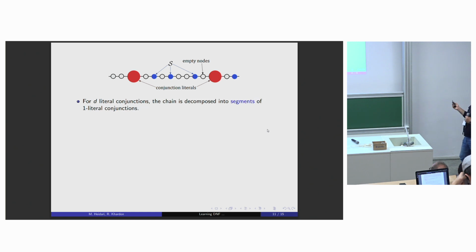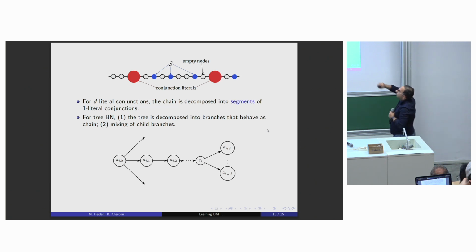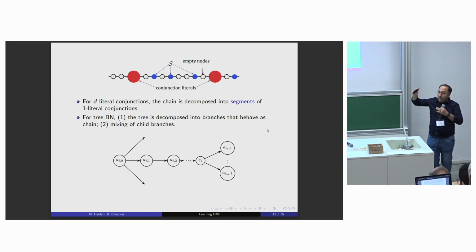For D conjunctions, the idea is basically to decompose the chain into multiple segments, and we study each segment separately. And for tree Bayesian networks, we decompose the tree into branches, and then we handle the multiple branches coming to the same parent.